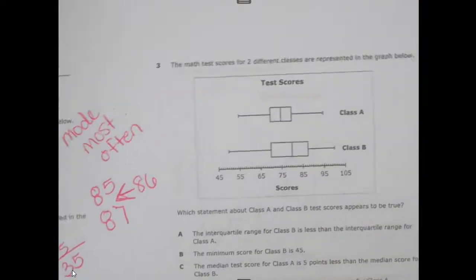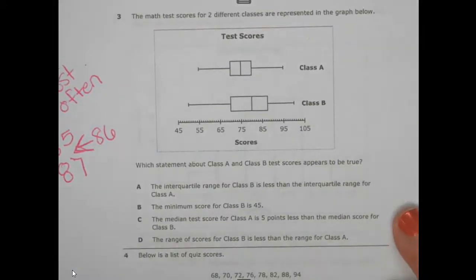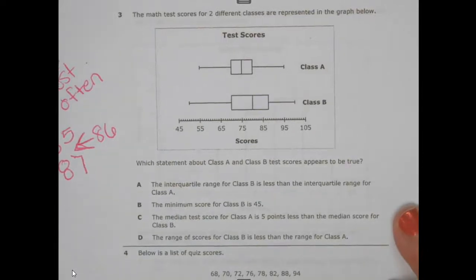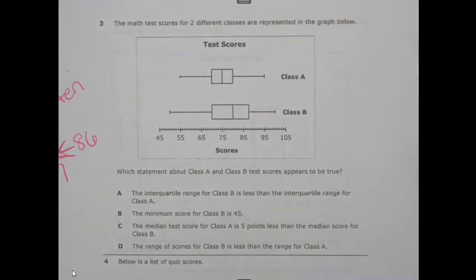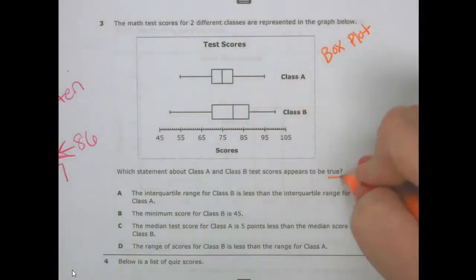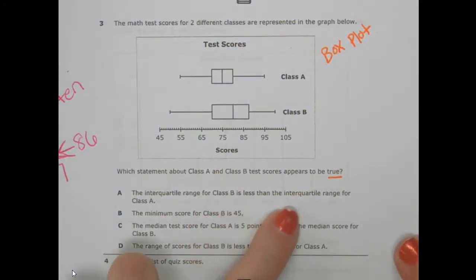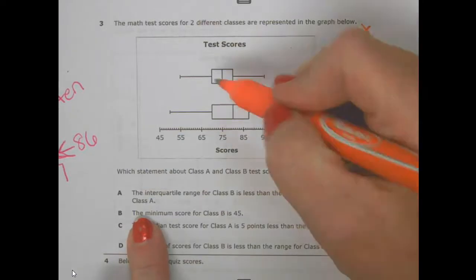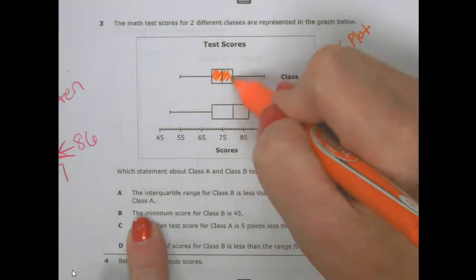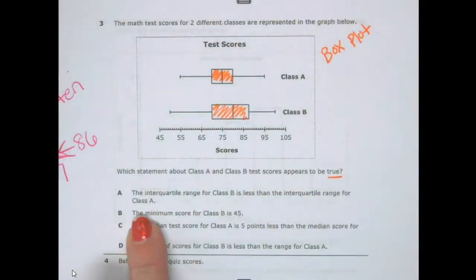Number 3. The math test scores for 2 different classes are represented in the box plot graph below. Which statement about Class A and Class B scores appears to be true? The interquartile range for Class B is less than the interquartile range for Class A. The interquartile range is the box. That is your interquartile range.